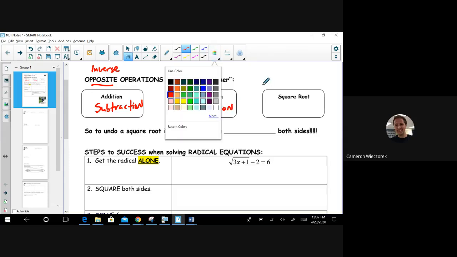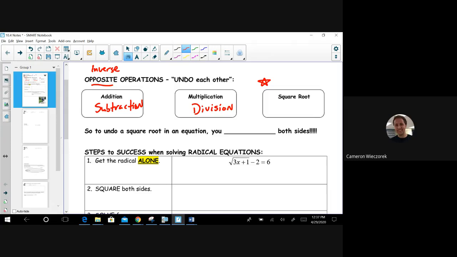What we're going to add in today is, how do I undo something that has a square root? What's the opposite of taking the square root? The opposite of taking the square root is just squaring. That makes the radical go away. So to undo a square root, the inverse operation is squaring both sides. That makes the radical disappear.